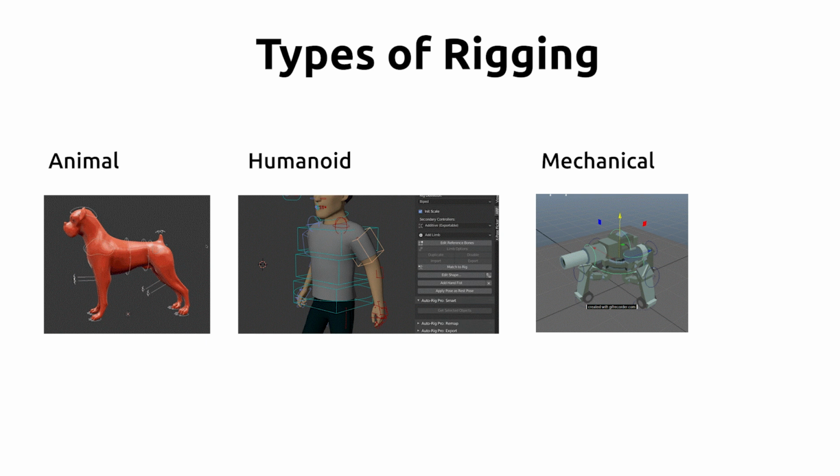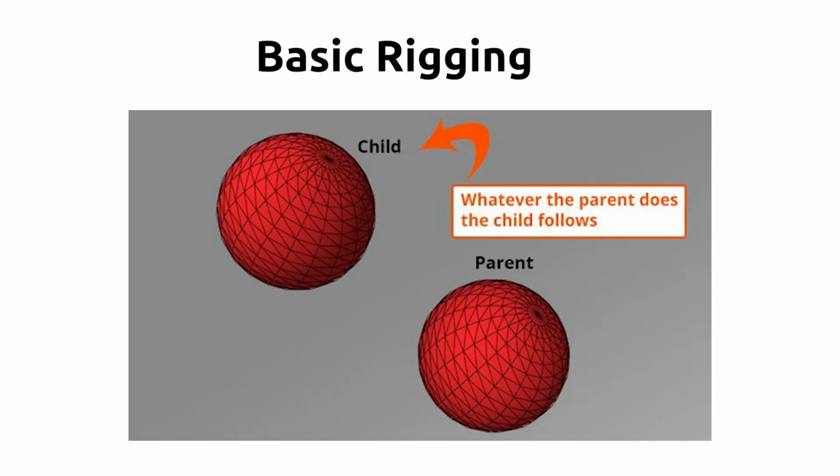Most of those are complex rigging systems, but there are also some simpler ways to rig using basic solutions. Parenting is a key concept in rigging. It involves linking one object, the child, to another object, the parent, so that the child inherits the transformations, position, rotation, and scale of the parent.